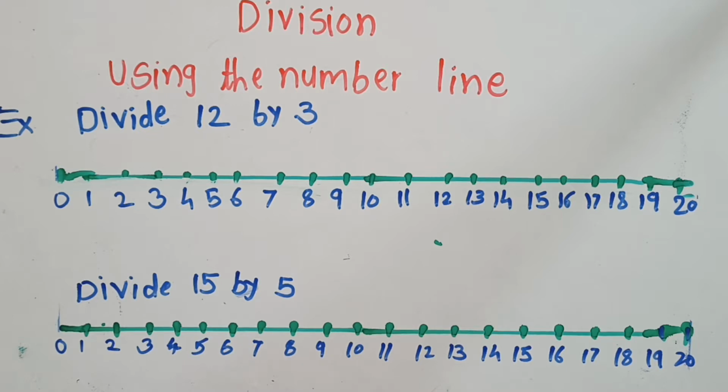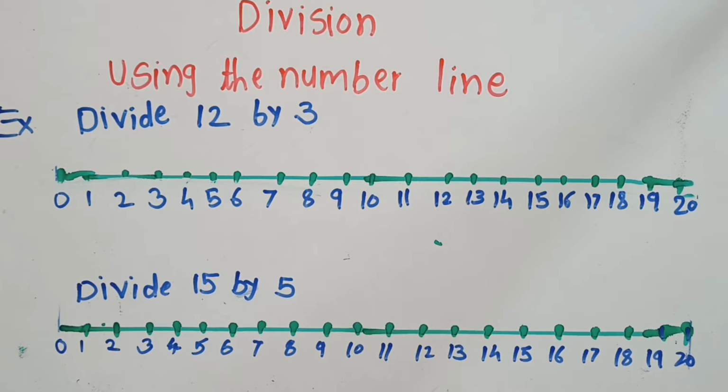In the previous session we started our division chapter, and we learned how to do division. The number which is to be divided is called the dividend. The number which divides the dividend is called the divisor, and the result is called the quotient. And the leftover, if any, is called the remainder.